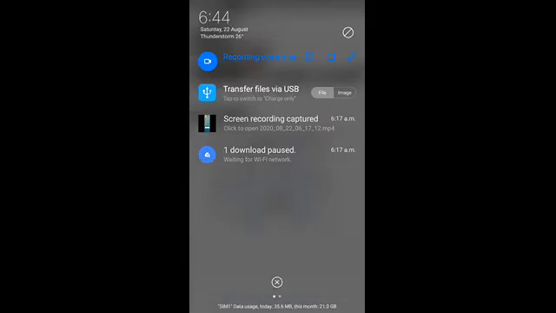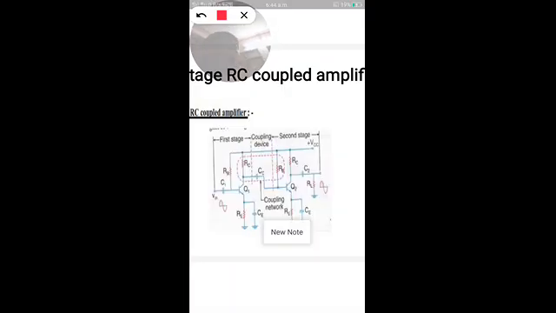The purpose of RE is to stabilize the operating point. RE is going to provide a negative feedback. So the voltage across RE will be used as a negative feedback voltage.